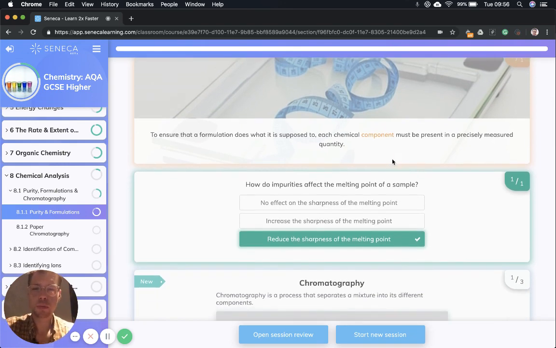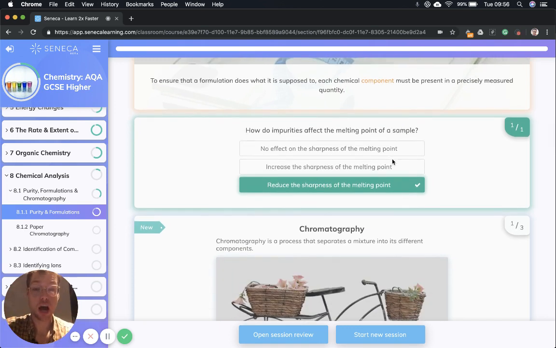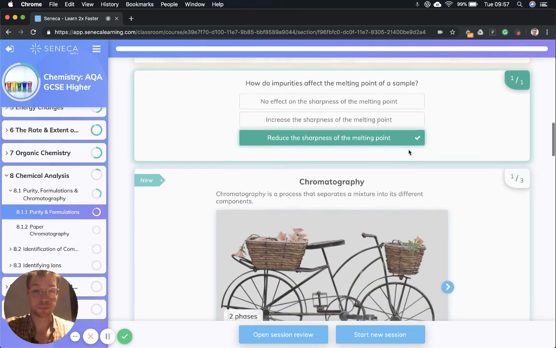Now, do we remember what impurities do to the melting point of a sample? They reduce the sharpness of the melting point. And by sharpness, I mean the exact temperature at which something will melt. That's what an impurity is going to do.